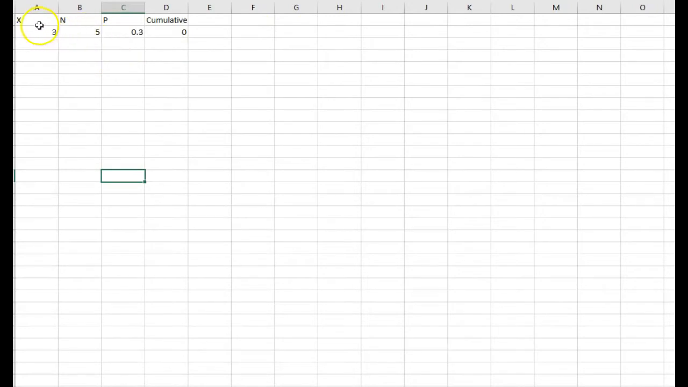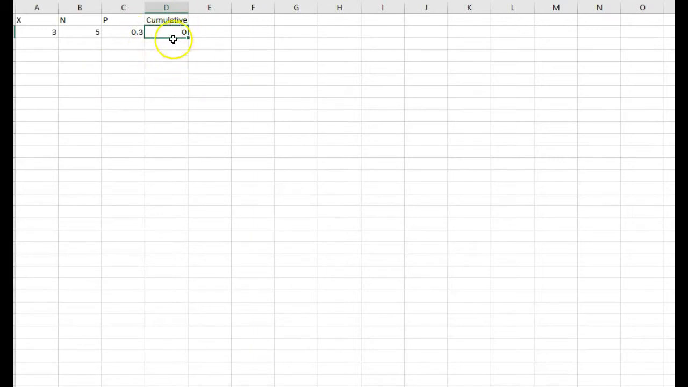And I put in a column. I made a column for my x value, and a column for my number of trials n, for my p value. And then I just put in a column for cumulative. Basically, when you do the Excel formula, it's going to ask you, do you want to know the probability of that value or the probability all the way up to that value? That'll become more apparent how we're going to use it in a second.